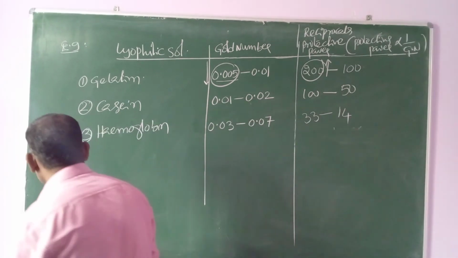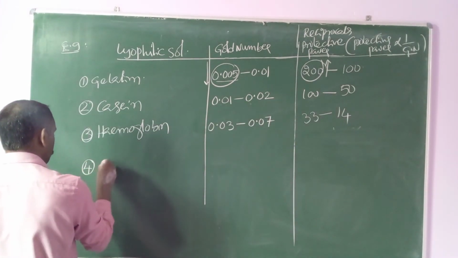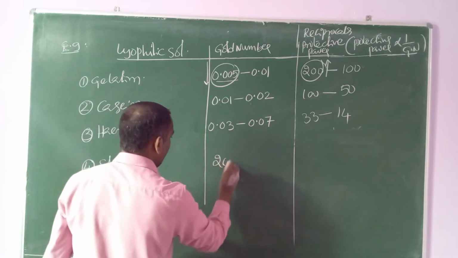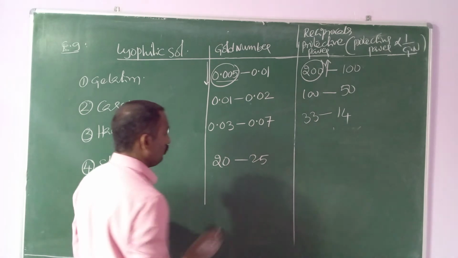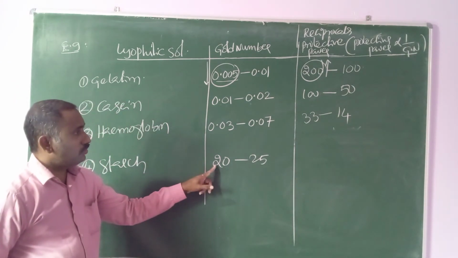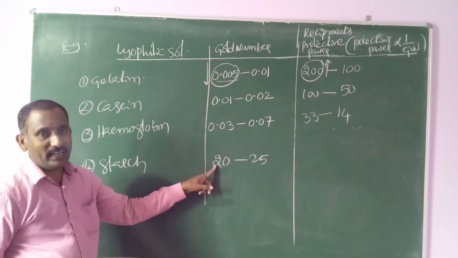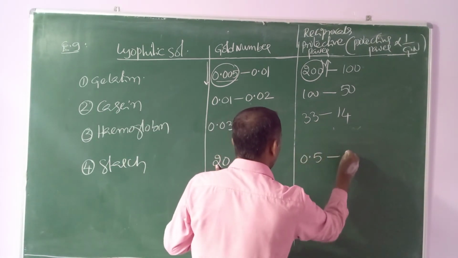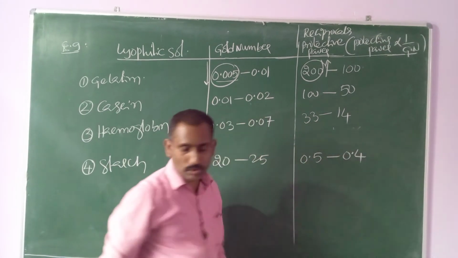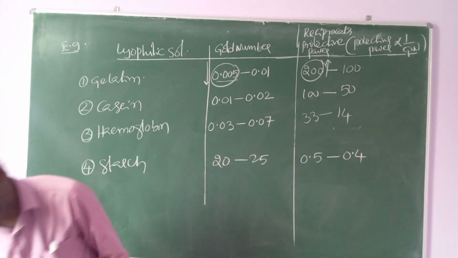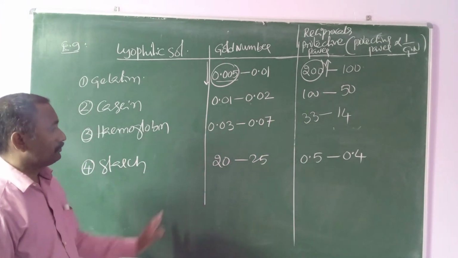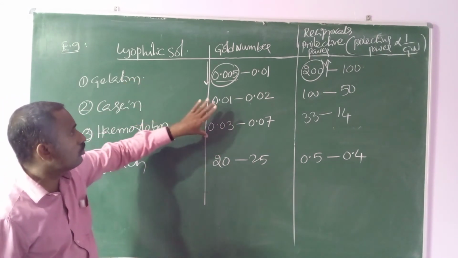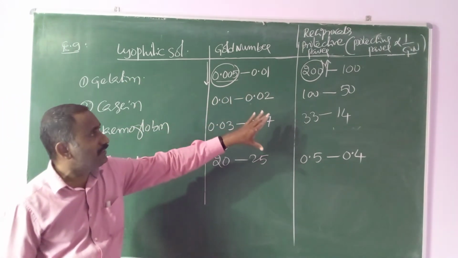Next, starch: 20 to 25. So 20 to 25 means 1 by 20. 1 by 20 means what? 0.5. 1 by 25 means 0.4. So 0.5 to 0.4. So these are the lyophilic sols, gold numbers and protecting power.